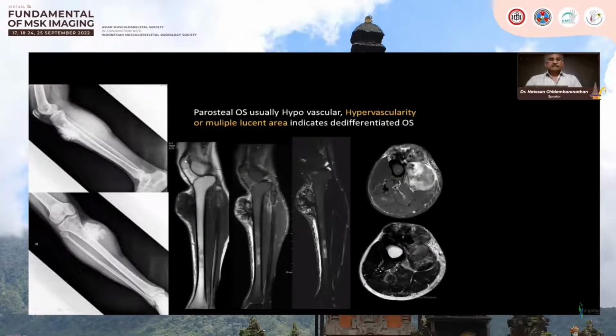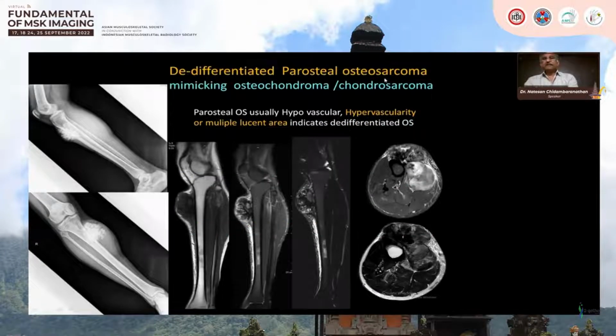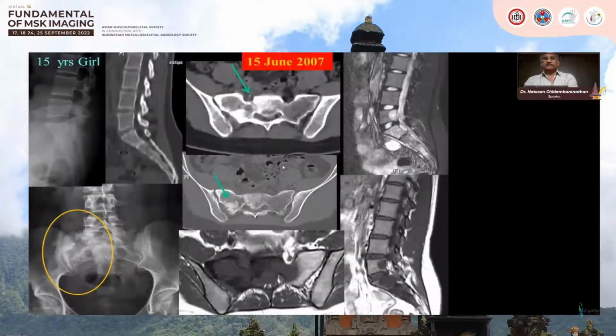Yet another case, a typical exophytic lesion like an osteochondroma. Parosteal osteosarcoma also has a similar appearance. But the MR shows a large soft tissue element and a bone forming lesion with increased vascularity. This case turned out to be a dedifferentiated parosteal osteosarcoma. Parosteal is usually low grade. When there is a large soft tissue component with expansion and rapid growth, think of dedifferentiated parosteal osteosarcoma.